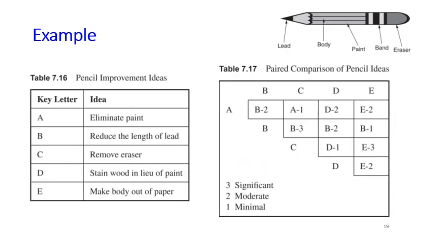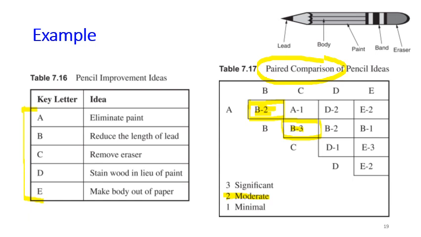As an example here, let's say we have 5 ideas, and then we can do a paired comparison like in this table. Here we compare, let's say, A and B, and then we say B is moderately better than A. So B is better, and the number 2 means B is moderately better. For the comparison between B and C, we say that B is significantly better than C.